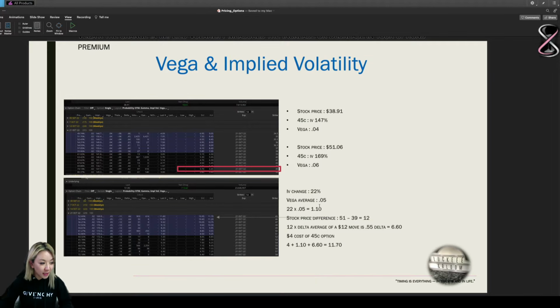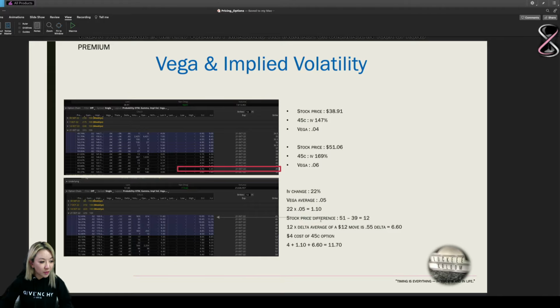Now $1.10, if it goes up, means it also adds onto your options premium. So your $4 adds onto, or the $1.10 is added onto the $4. So that brings it to actually what?